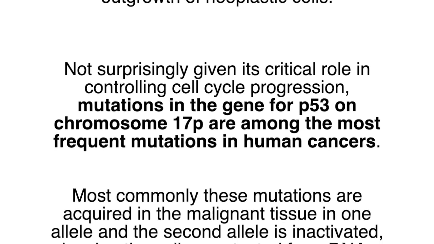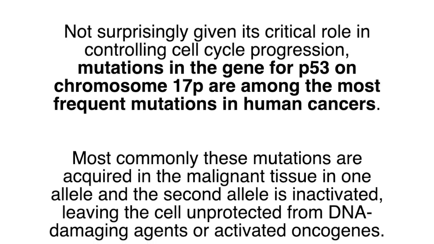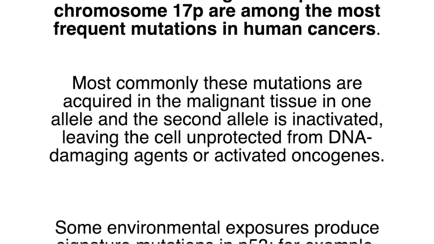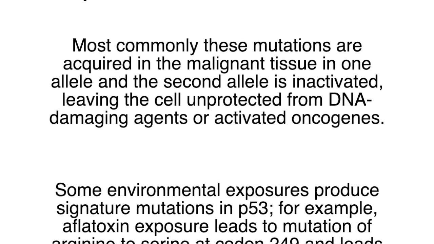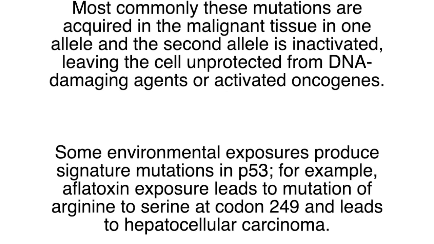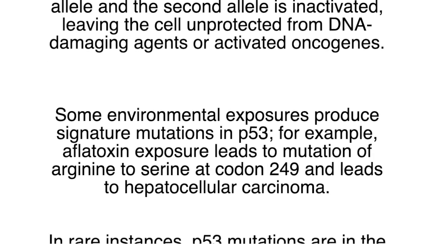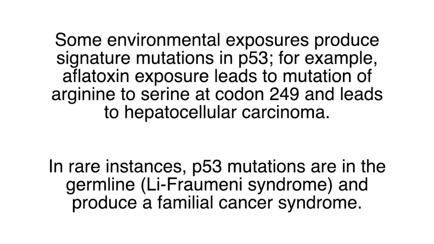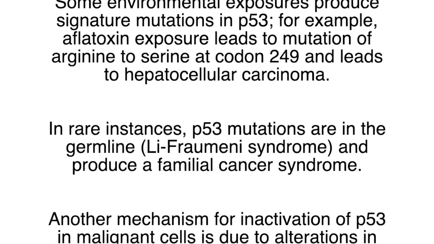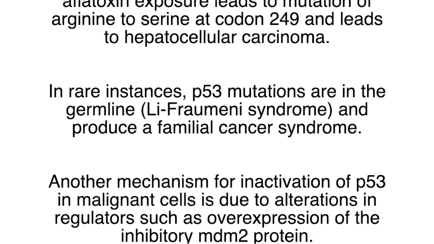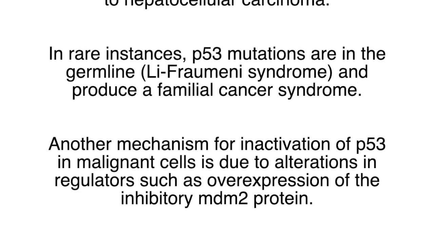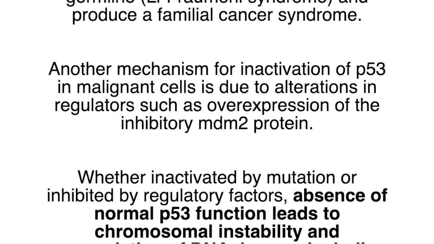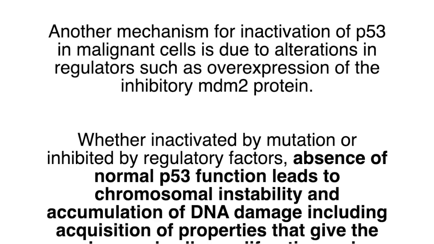Not surprisingly, given its critical role in controlling cell cycle progression, mutations in the gene for P53 on chromosome 17p are among the most frequent mutations in human cancers. Most commonly, these mutations are acquired in the malignant tissue in one allele, and the second allele is inactivated, leaving the cell unprotected from DNA damaging agents or activated oncogenes. Some environmental exposures produce signature mutations in P53. For example, aflatoxin exposure leads to mutation of arginine to serine at codon 249 and leads to hepatocellular carcinoma. In rare instances, P53 mutations are in the germline, as in Li-Fraumeni syndrome, and produce a familial cancer syndrome.